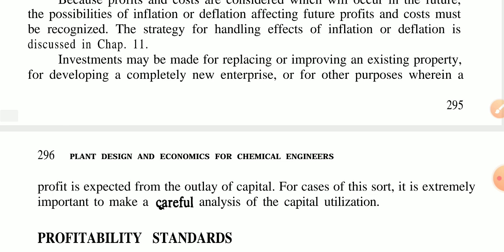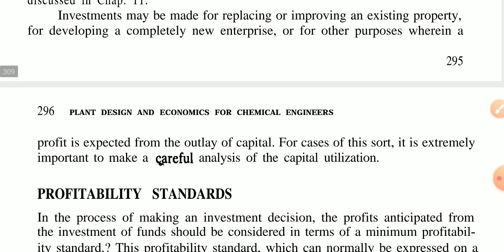Now the investment may be for replacing or improving parts in the existing properties, for developing a completely new enterprise, or for other purposes when some profit is expected from the outlay of the capital investment. Okay, in cases of this sort it is extremely important to make a careful analysis of the capital utilization.